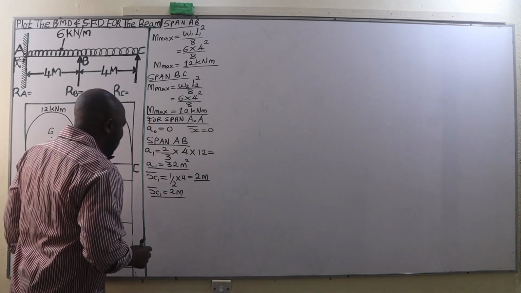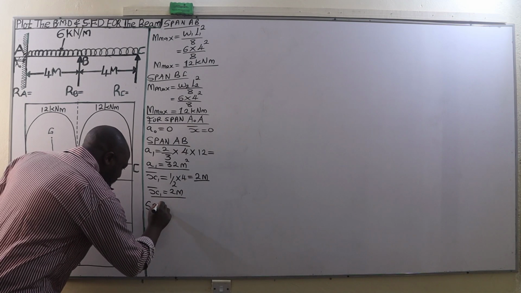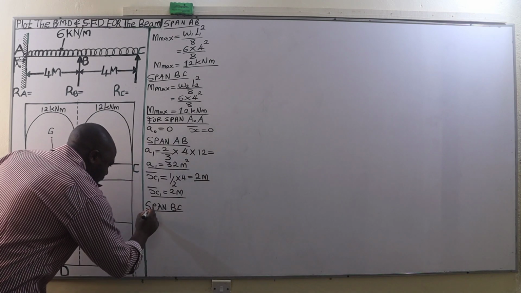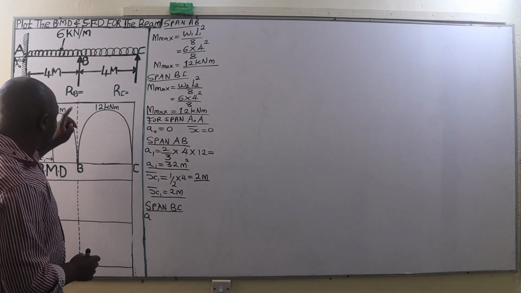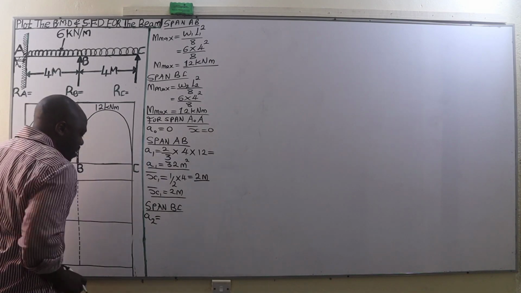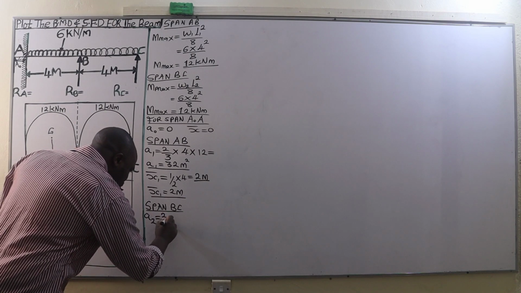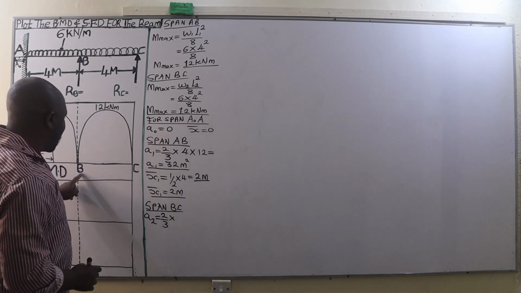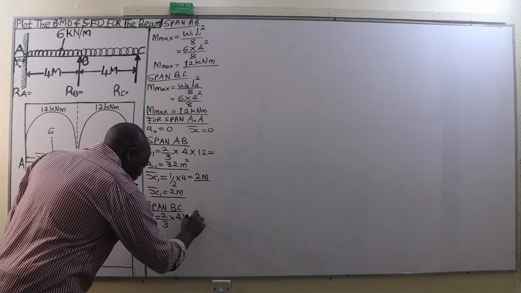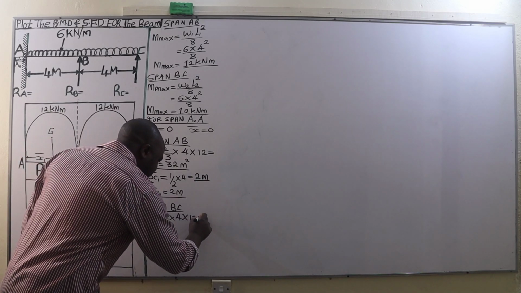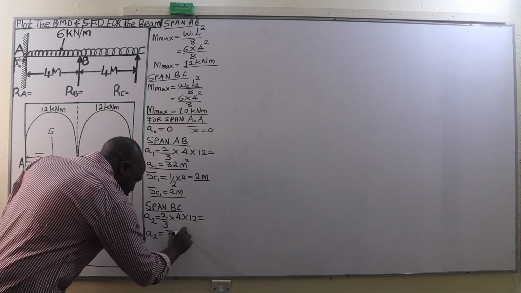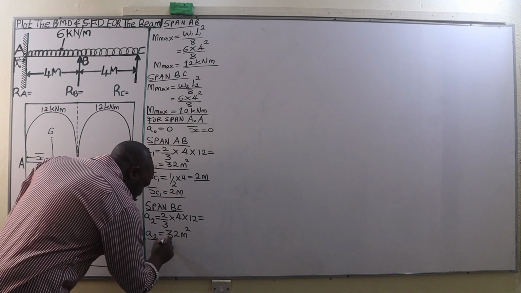Then we are remaining with the span BC. So for the span B to C, this is going to be A1 and this one is going to be A2. The area of the second smooth curve, or the second bending moment diagram, is going to be 2/3 multiplied by its base, that is the span B to C, which is 4 meters, multiplied by its perpendicular height, which is 12 units, and that's going to give us an area of 32 square meters. So that's the area A2.